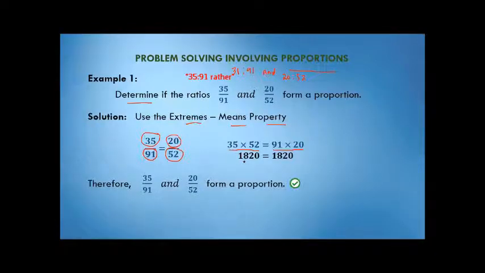So, makikita natin, 35 times 52 is 1,820. Ang 91 times 20 is also 1,820. So equal sila. Therefore, 35 is to 91 and 20 is to 52 form a proportion. So that is how we use the extremes means property para ma-determine kung ang dalawang ratio ay proportion.